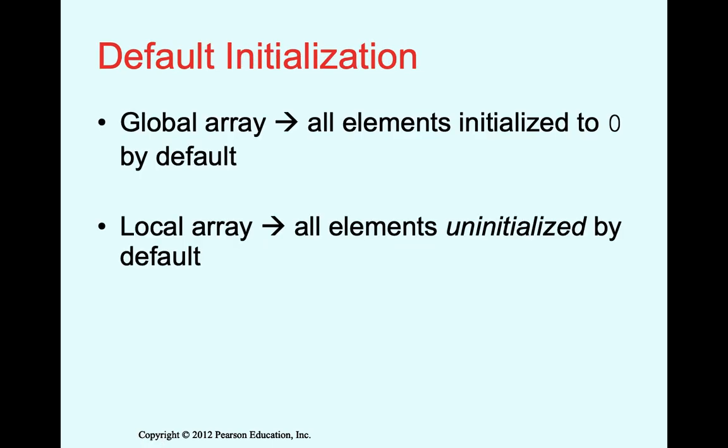If we define a global array, it will be like a global variable. All the elements will be initialized to 0. But if we define the array inside a function, like a local array, there will be no initialization for this array, so we need to initialize it to give it an initial value.